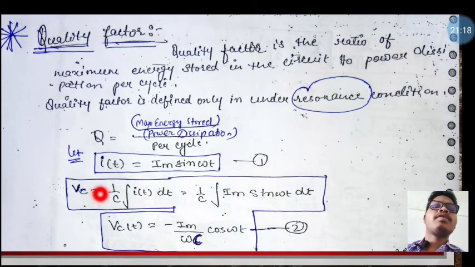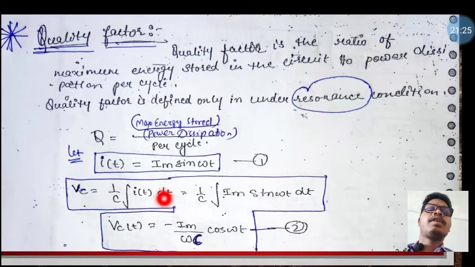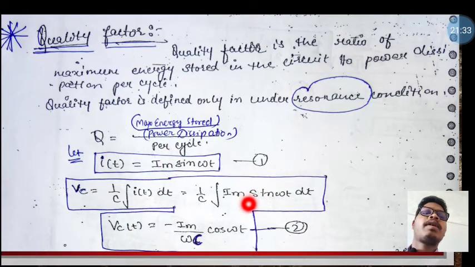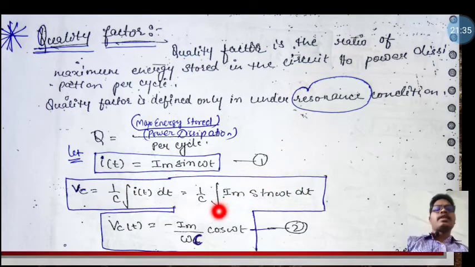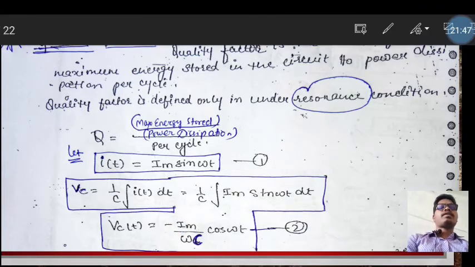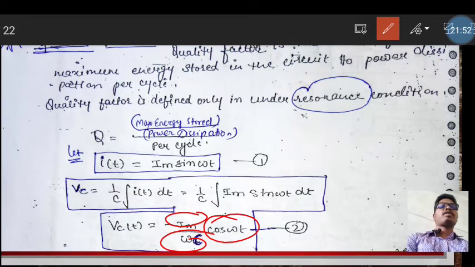Okay, and Vc, the voltage across the capacitance, is equal to 1 divided by C, integration of the instantaneous current i(t) dt, that is equal to 1 divided by C integration of Im sin omega t dt, from this equation number 1 only. After integrating sin omega t, we will get Vc(t) is equal to minus Im divided by omega C cos omega t, because the integration of sin omega t is minus cos omega t, and omega comes in the denominator. This is the equation number 2.